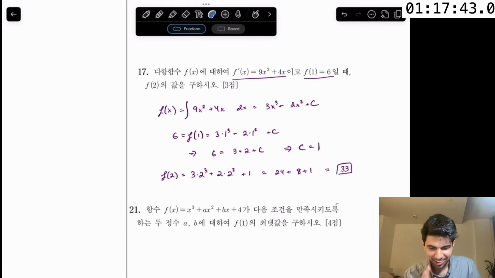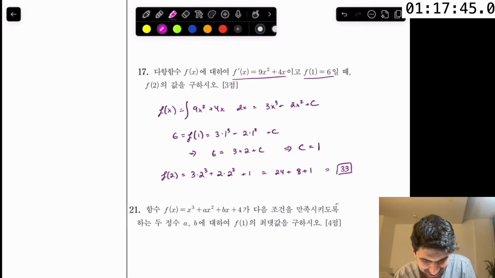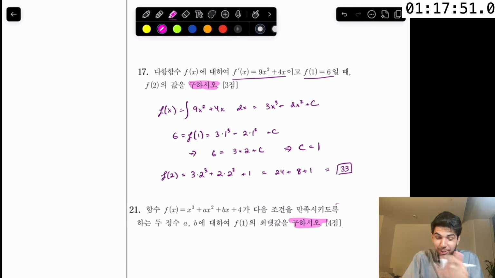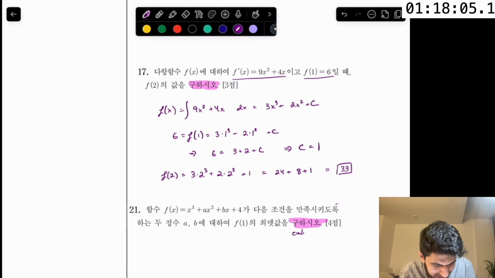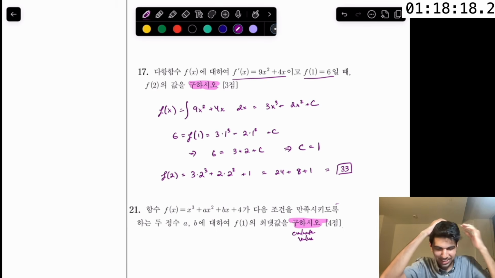See, already we've made some progress. This word right here and that right there match. Now, of course, I don't know what this word means, but I do know that in question 17, or at least I'm guessing, that we had to evaluate for f of 2. So I'm guessing this means something along the lines of evaluate or find the value of. Give me a little bit more time.